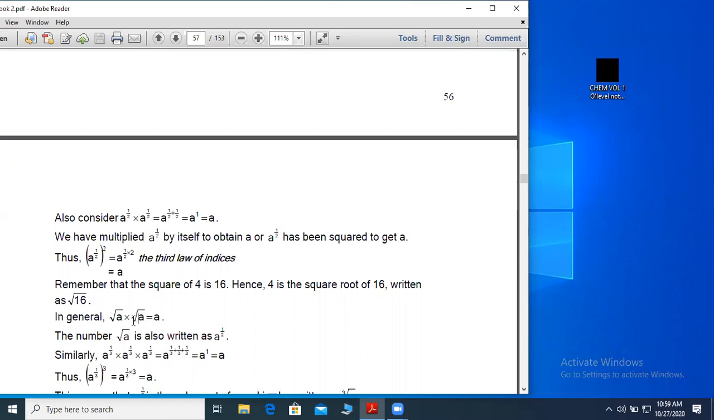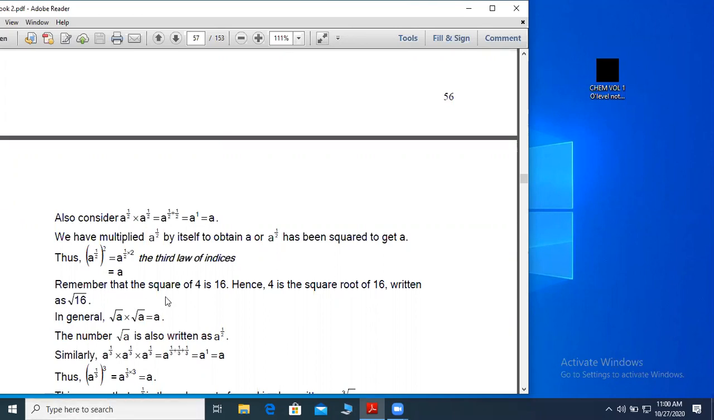So you write this in your notebook and I tell you what I mean. Root of a times root of a is the same as, you write square root of a, you put it in bracket, and then you put squared outside, such that the squared cancels with the root sign. And the answer which we get there is a. Okay?